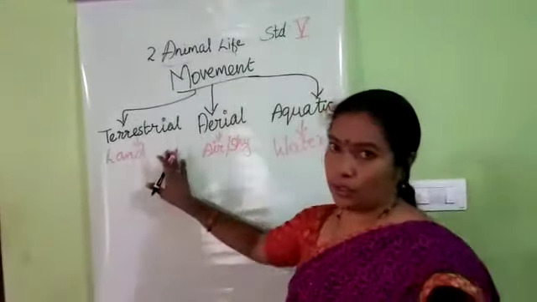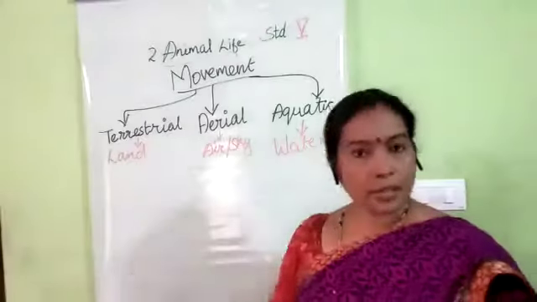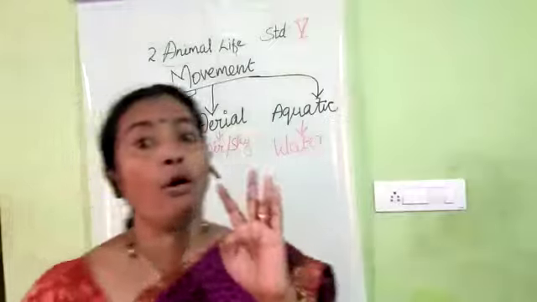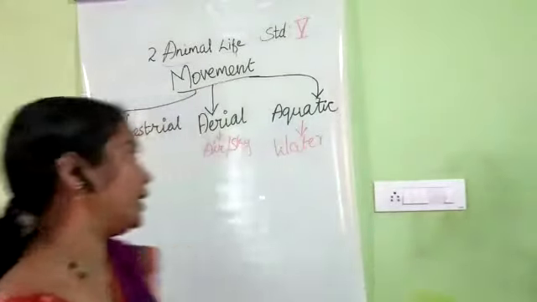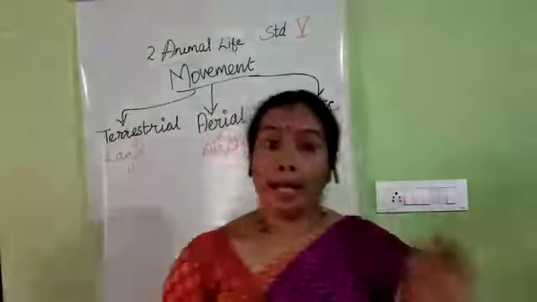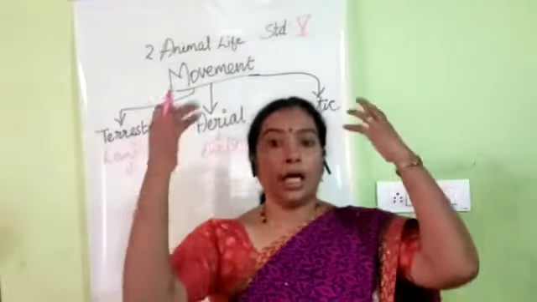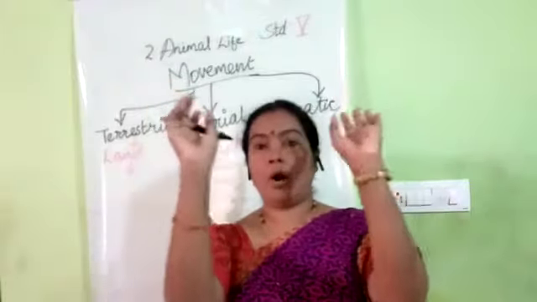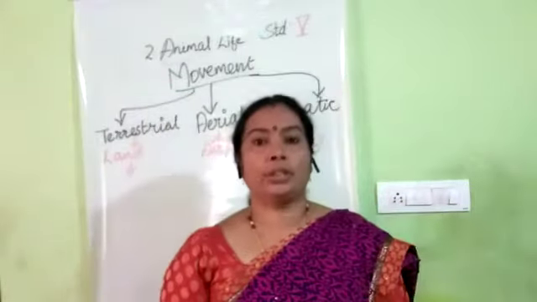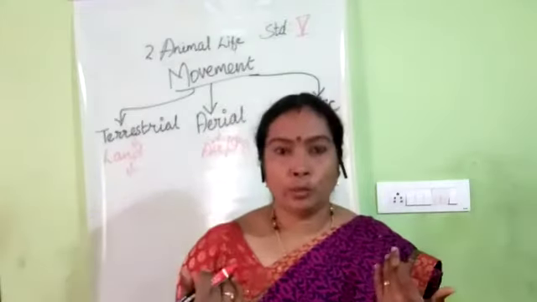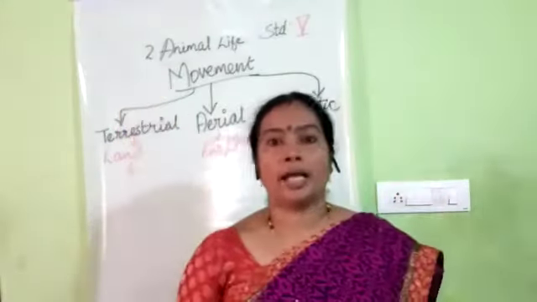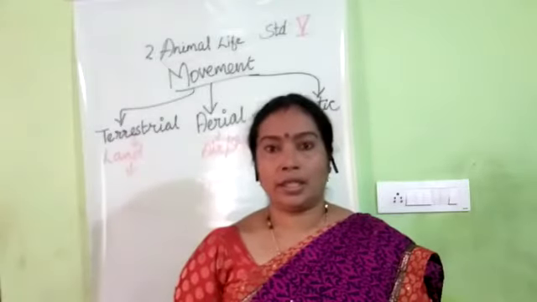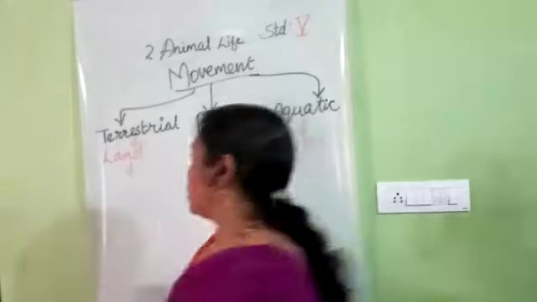In that, first we are going to study how the land animals move. We know the land animals have 4 legs, isn't it? Most of the land animals have 4 legs. The legs, we say them as limbs. The arms and the legs combined together are called limbs. For the human being, 2 arms, 2 hands and 2 legs. For the animals, they have 4 legs. So that's called limbs.